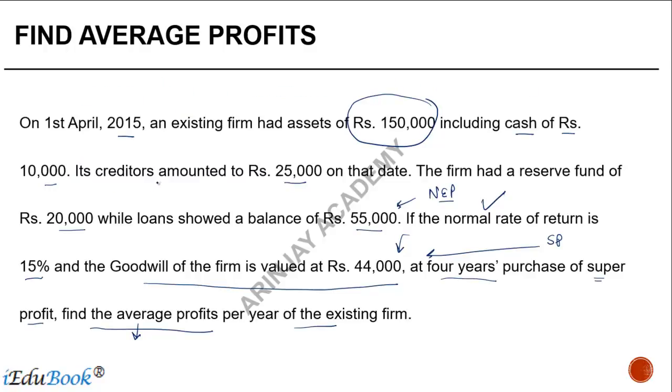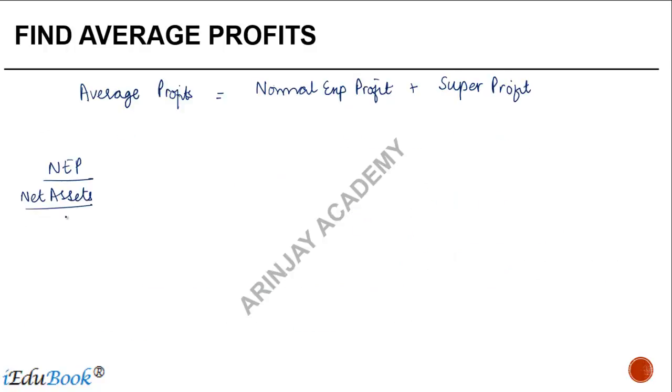The assets are 1,50,000 including cash of rupees 10,000. This data is actually redundant. Cash of rupees 10,000 doesn't matter because when the total asset is 1,50,000, it doesn't matter whether cash of 10,000 is included or building is included or whatever. Right? So your assets are 1,50,000.